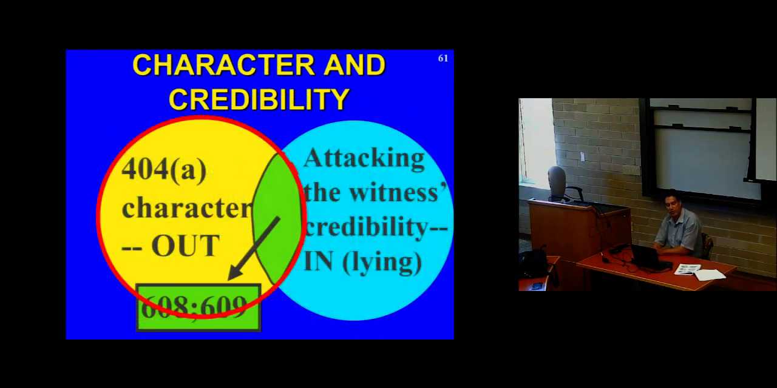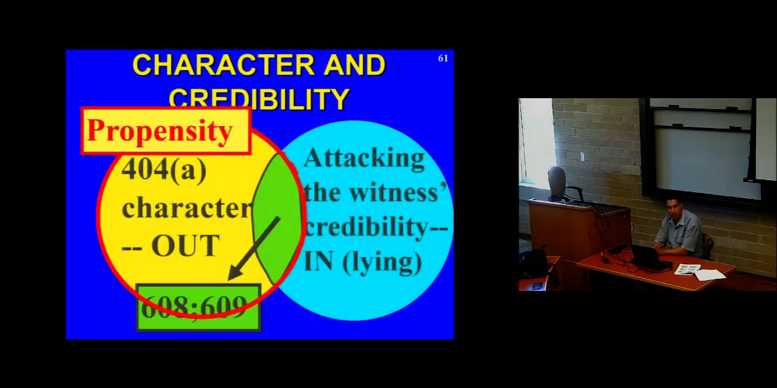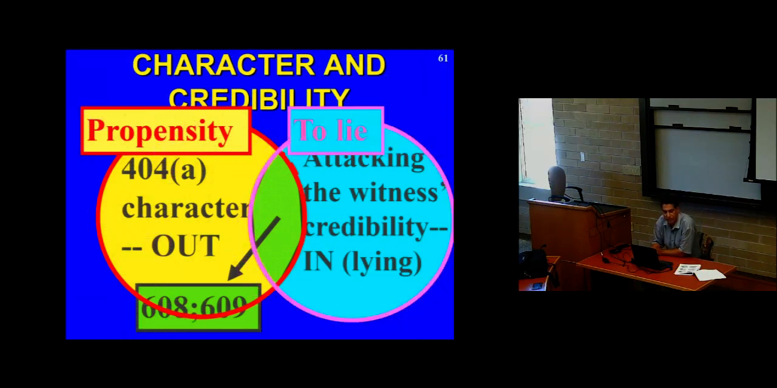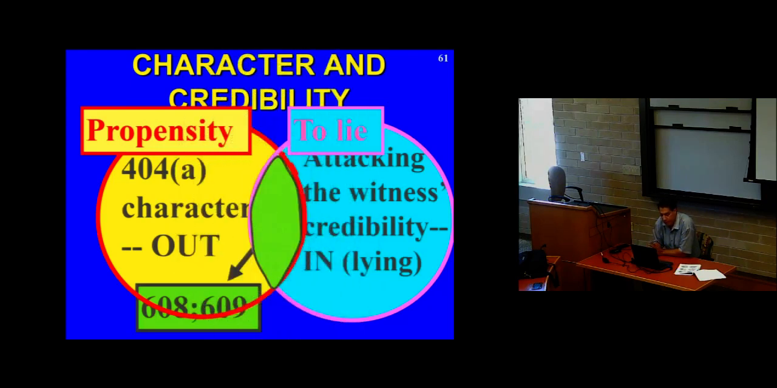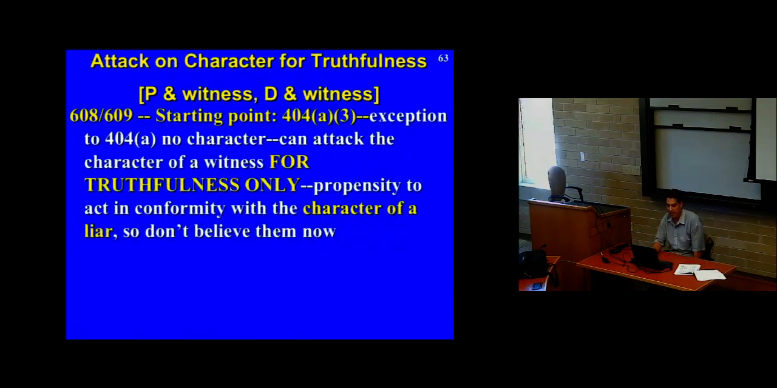And so when you think of the character circle, that's propensity. When you think of the credibility circle, that's to lie. And so the overlap between them is putting them together and saying, this person has a propensity to lie. And if they have a propensity to lie, the jury ought to know about that. Okay, so let's look specifically then at the rule, 608 and 609.